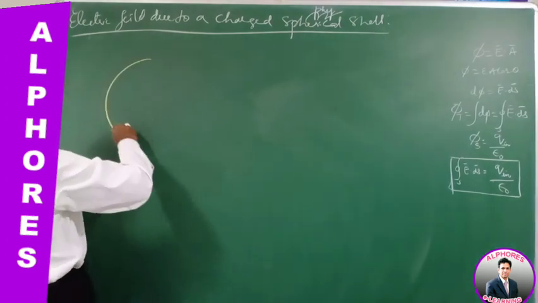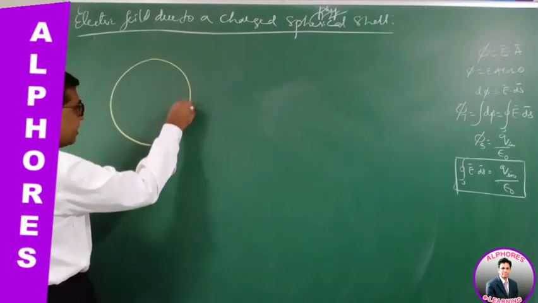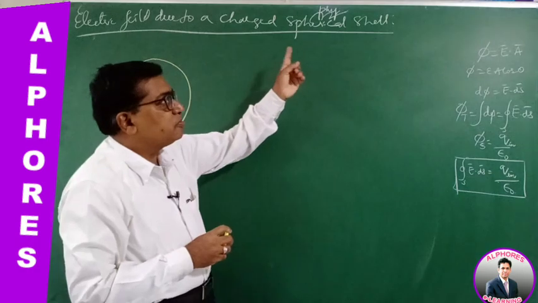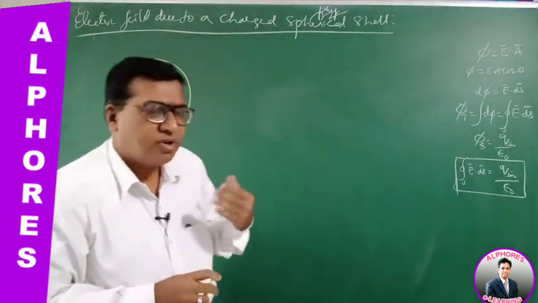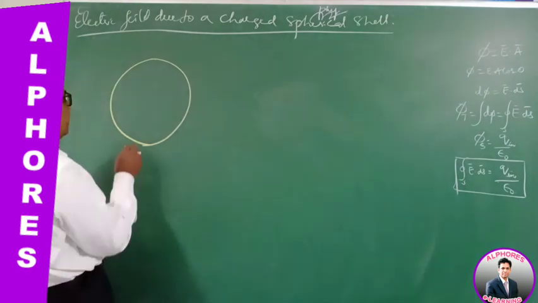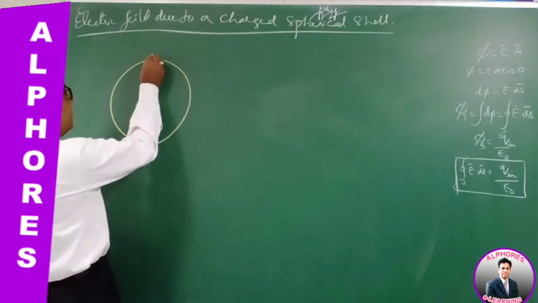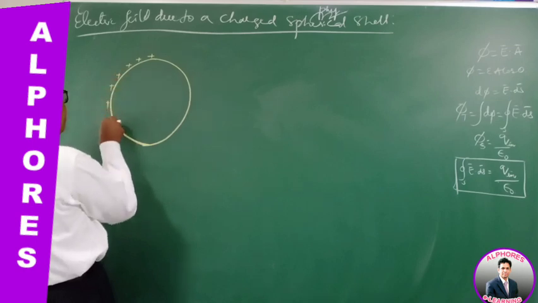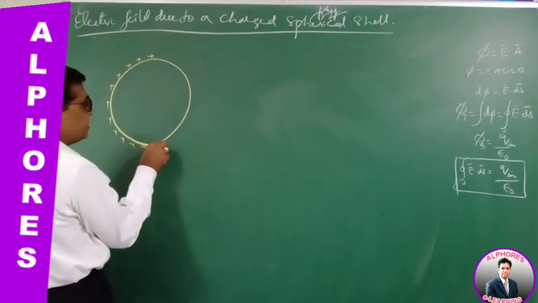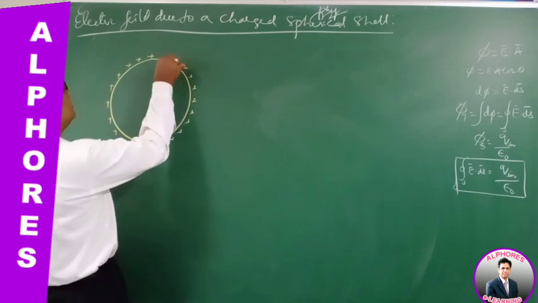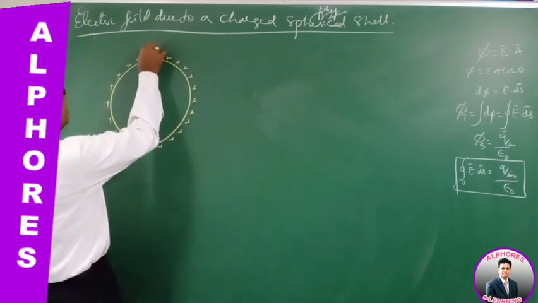Now consider a hollow sphere, a spherical shell, non-conducting or conducting, it does not matter, it is hollow, right? Let it be uniformly charged. Let the shell be uniformly charged with a charge capital Q. Let the charge that is given to the spherical shell be capital Q.